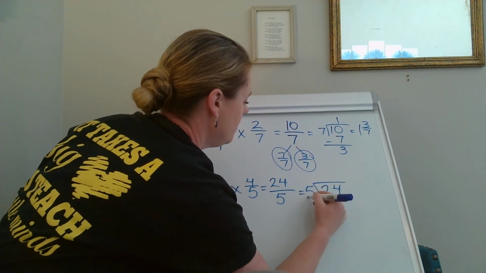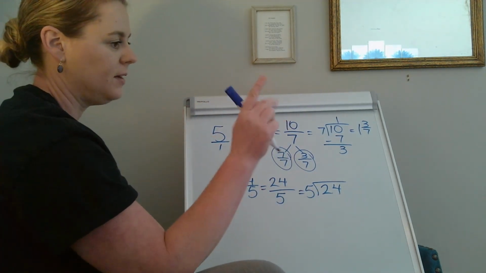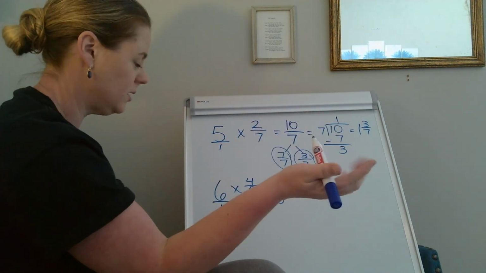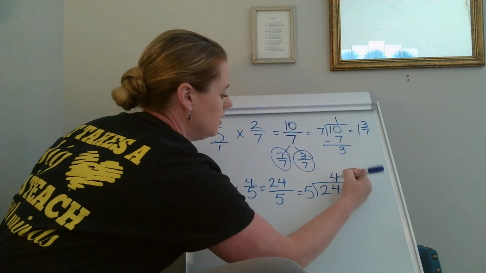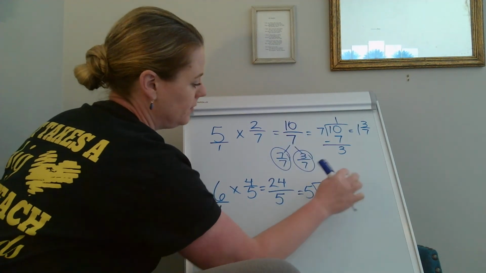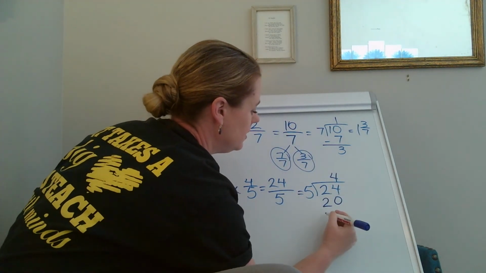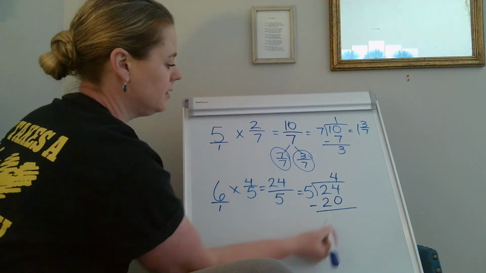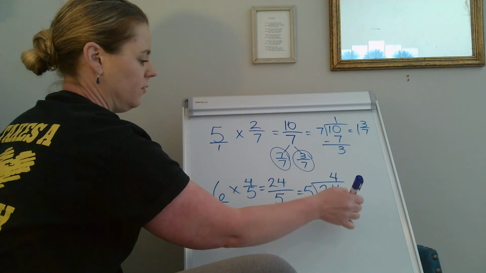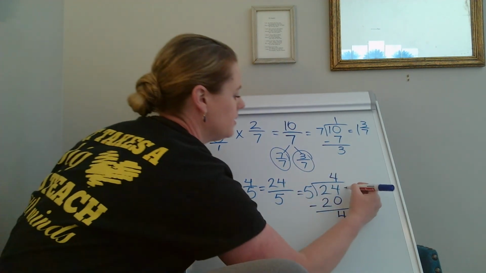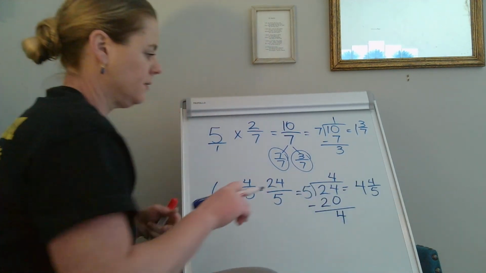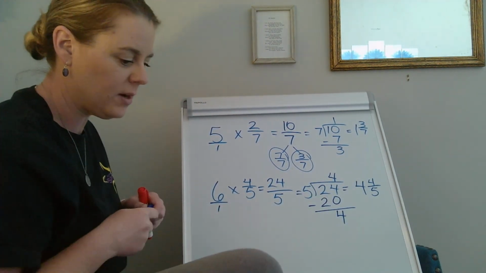So 24 divided by 5. So 5, 10, 15, 20, 25. 25 would be one too many, so 4 times. 5 goes into 24, 4 times without going over. 5 times 4 is 20, and we subtract. 4 take away 0 is 4. So 4 and 4/5. All right, so that goes in the greater than 1 side.